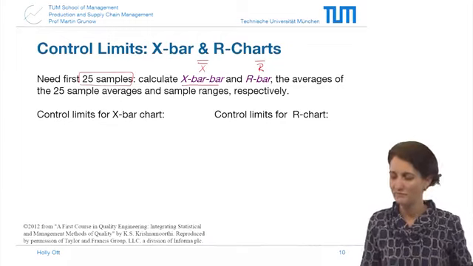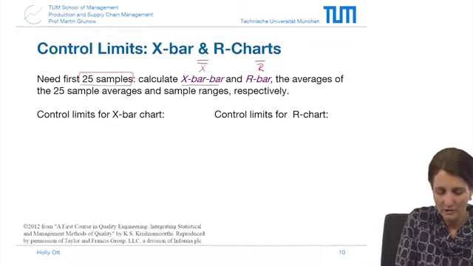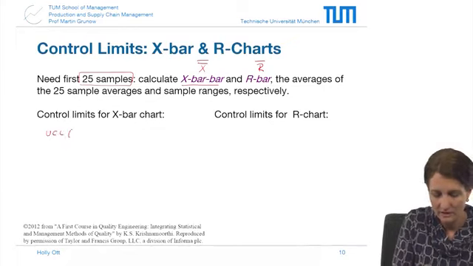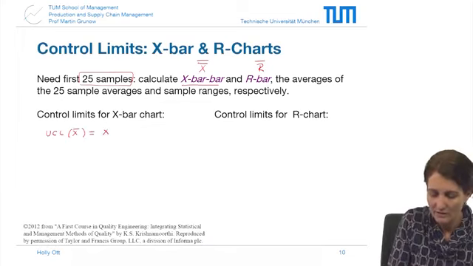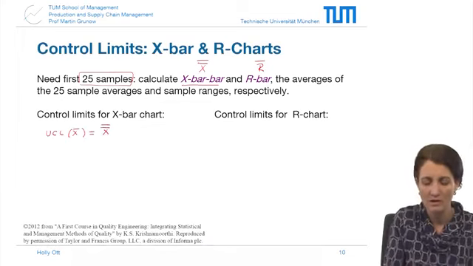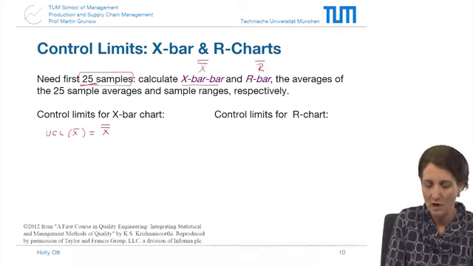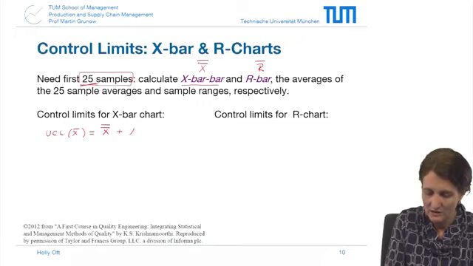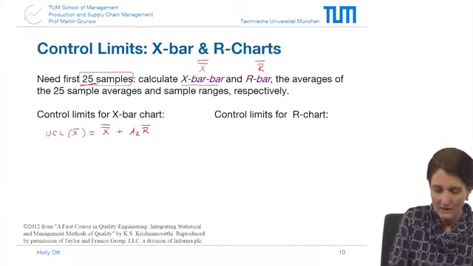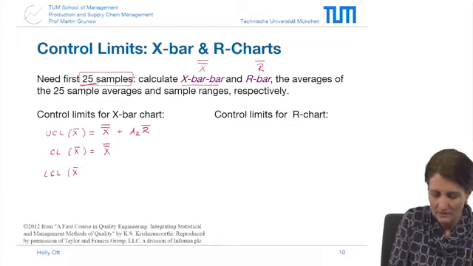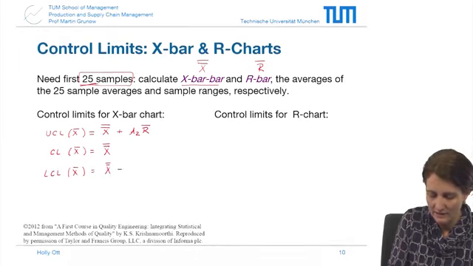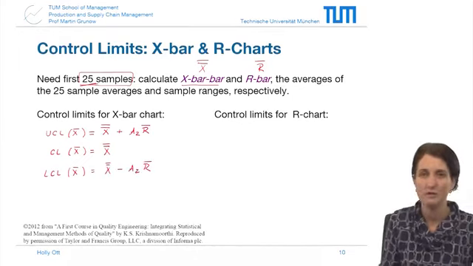So the upper control limit for the X-bar chart is equal to the X-bar bar value. So again, the average value for all 25 samples plus a constant A2 times R bar. We'll come back to that in a minute. The center line for your X-bar chart is just simply X bar bar, and the lower control limit is going to be X bar bar minus A2 R bar.